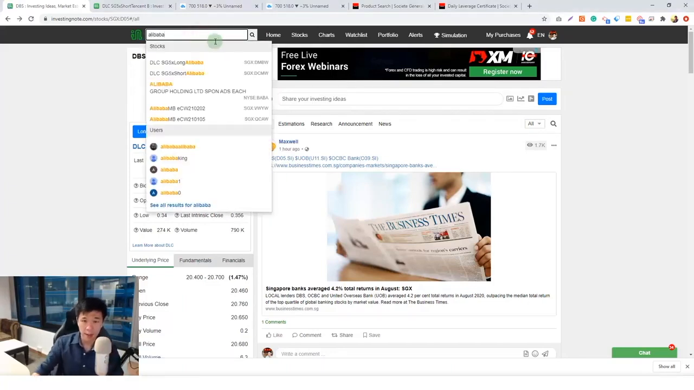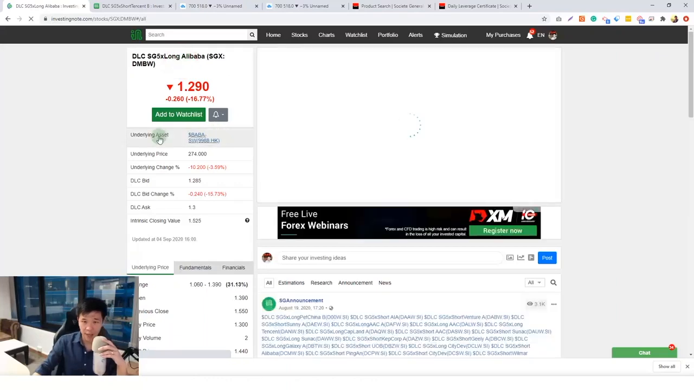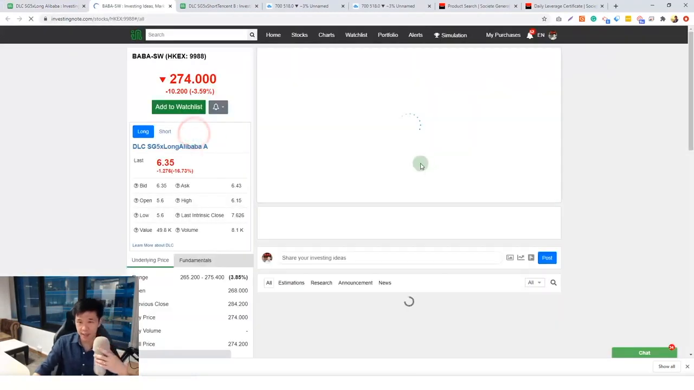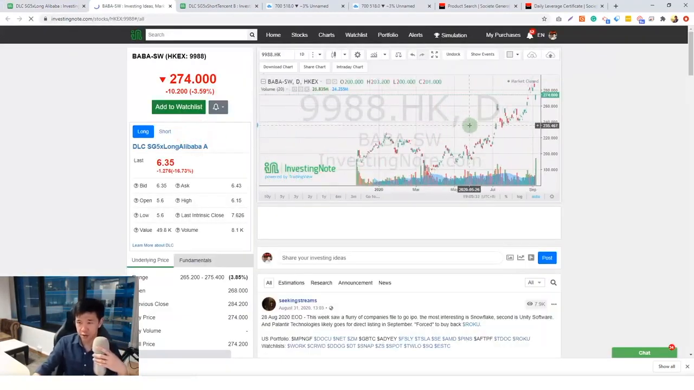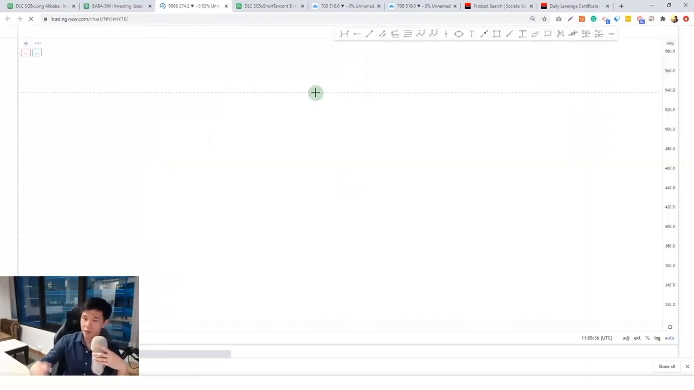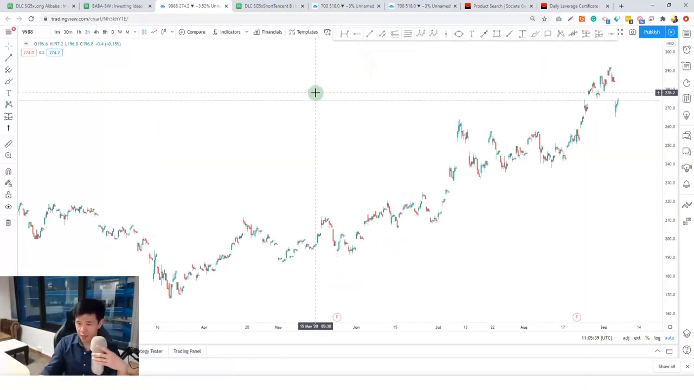Alibaba. If you don't see the SGX version of Alibaba here, all you need to do is click on one of the DLCs, and you can see what is the underlying asset. Again, this doesn't tell you much over here. You click on the underlying asset, you get to see the bigger picture of the chart. You can see the intraday version of the chart. And from there, you make your decision whether you're going to buy or sell.